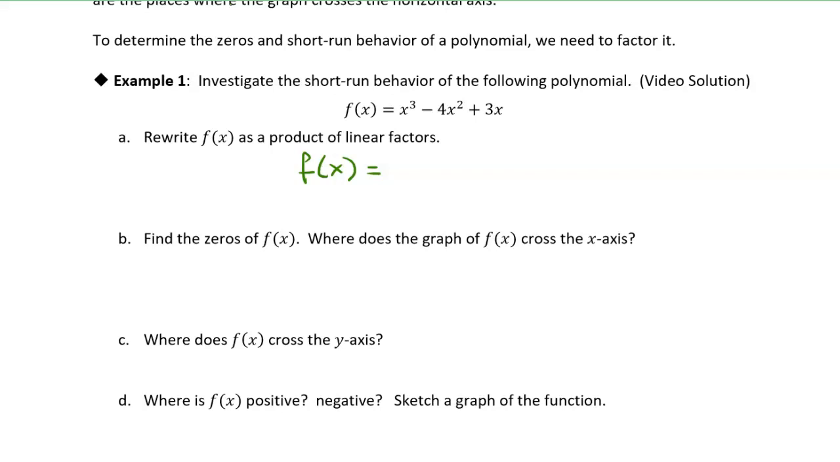I'm seeing, first of all, that there's a common factor of x in every single term. So I'm going to factor out an x. And then I'll get x squared minus 4x plus 3.